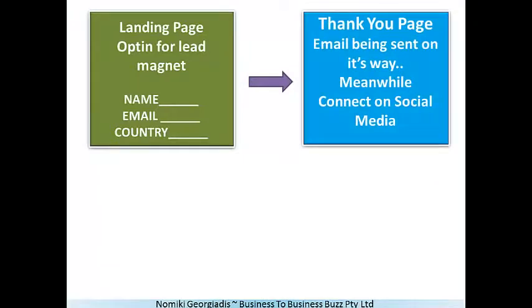So from the landing page, you've got to send them to a thank you page. You've got to let them know somewhere along the line that once they've left their name and email address, you're there for them. It hasn't gone into cyberspace anywhere. You thank them and say your email is being sent along the way. Meanwhile, give them a different action to take. It could be connect with me on social media. Meanwhile, send me an email and tell me what you're interested in. Whatever makes sense for you.